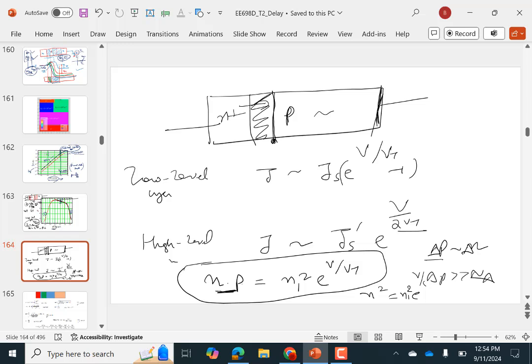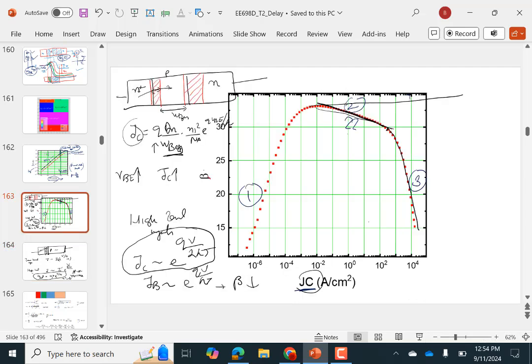V by Vt. But the moment you start entering into high level injection, it is going to be e to the power V by 2 Vt. That's one of the main consequences of high level injection. It doesn't increase as e to the power V by Vt. It increases as e to the power V by 2 Vt here. So that's the reason why the collector current starts going as 2 kT.